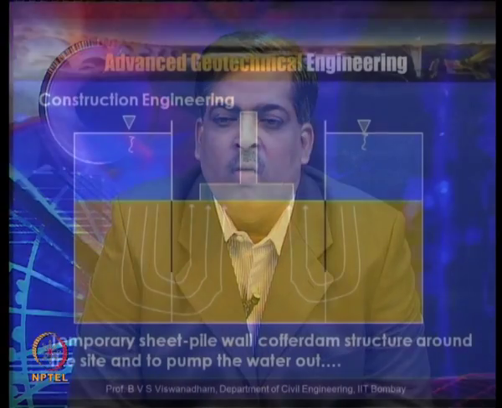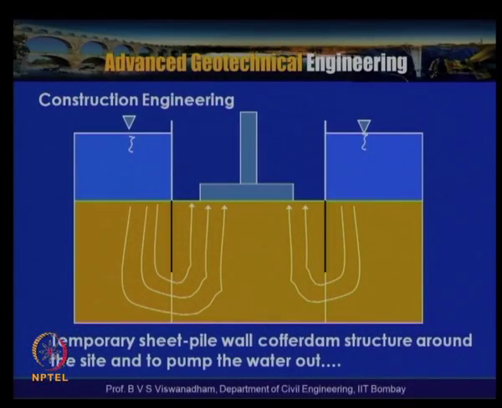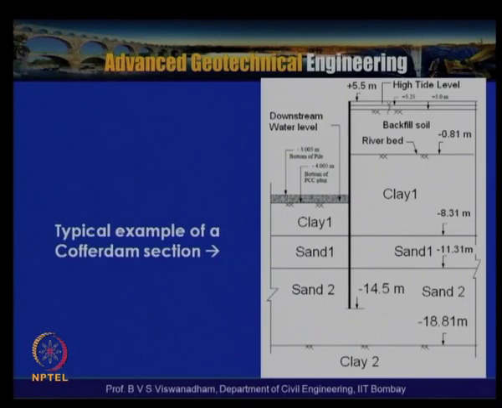For example, in this slide, a typical cross section of a cofferdam is shown. The basic idea is that when we retain the surrounding water, how the flow can take place is shown here. If you see this particular portion, the water enters the soil and then flows up. If some high stresses are developed here, there is a danger to the foundation which is going to be constructed. In this particular slide, a typical example of a cofferdam section is shown.